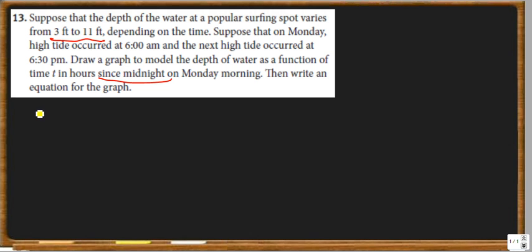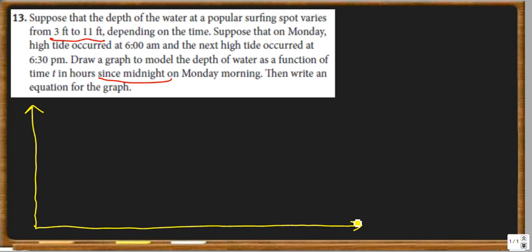So we'll go ahead and draw our axes. This is going to be our y dimension, which is going to be our height of the water. And then we can draw our x dimension, which is going to be our time. For the height dimension here, we need to go at least up to 11. So 1, 2, 3, 4, 5, 6, 7, 8, 9, 10, 11. And then we need to go at least up to 6:30 p.m. on this side.